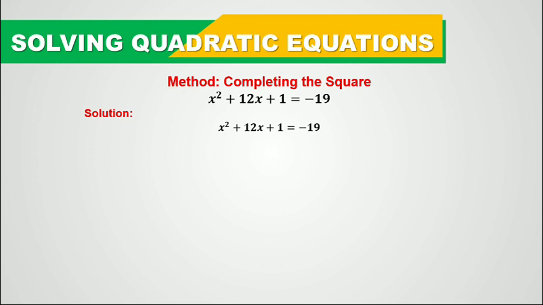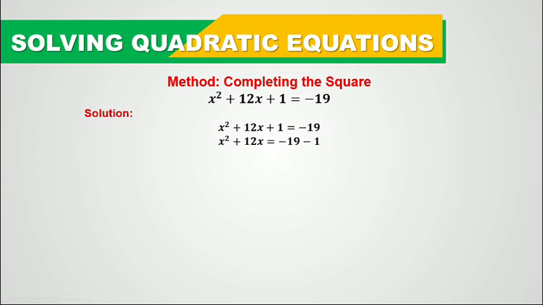And then after that, we have to group the constant. If there is a constant on the left side of the equation, we have to transfer that to the right side of the equation, and we have to be careful of the sign. From positive to negative, from negative to positive. Since this is positive 1, if we transpose this to the right side of the equation, this will now become minus 1. So this becomes x squared plus 12x equals negative 19 minus 1.